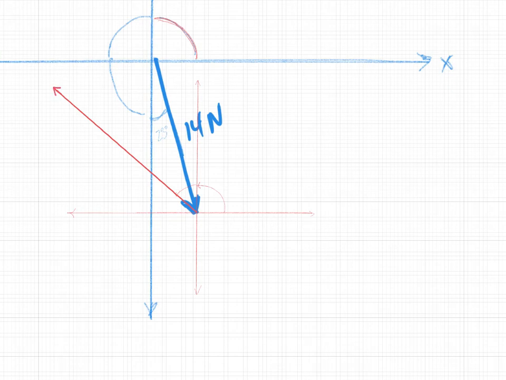So this right here is 17 newtons. And its angle, if I do it in red pencil, where's my pencil here? Here's my pencil. Its angle right here, well, that's 57 degrees. Now, the resultant, which we're looking for, we'll make that, I guess, green. So this is the resultant right here.